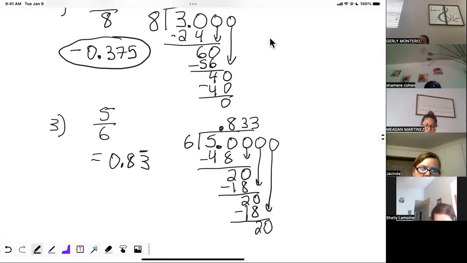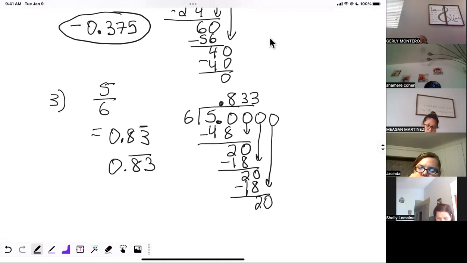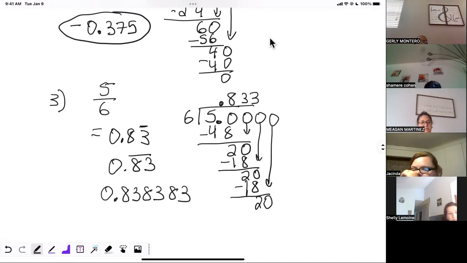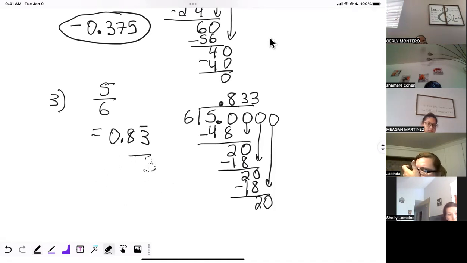Now, be really careful that you don't do this, because that would be wrong. That means the answer was 0.838383, and that wasn't it. It's just 83 repeating, with the 3 repeating. So be really conscious of where you put that line. The only thing that repeats gets that line.